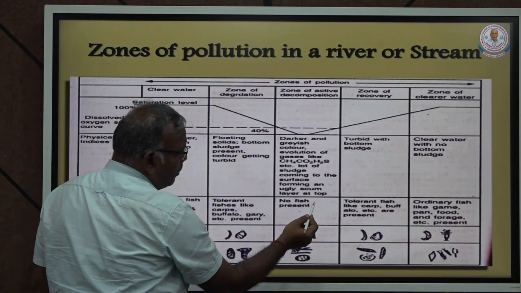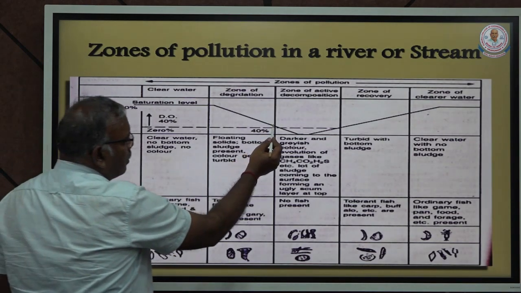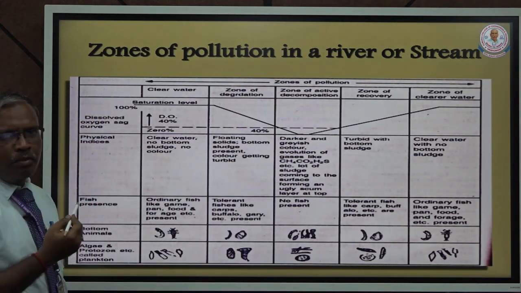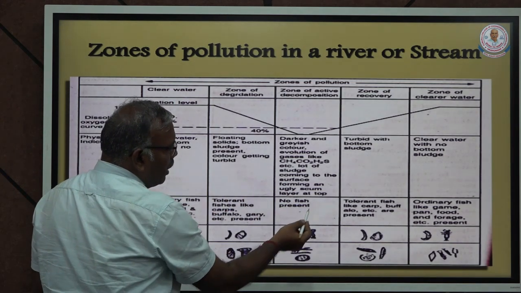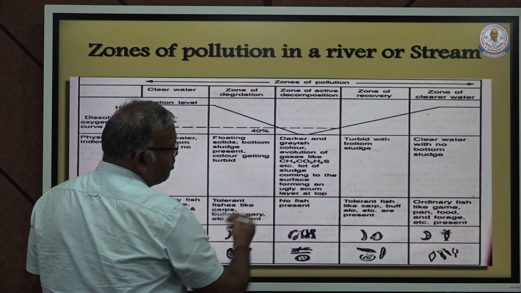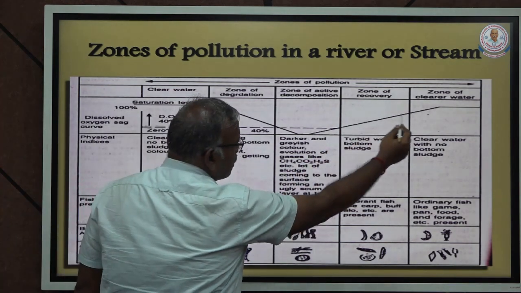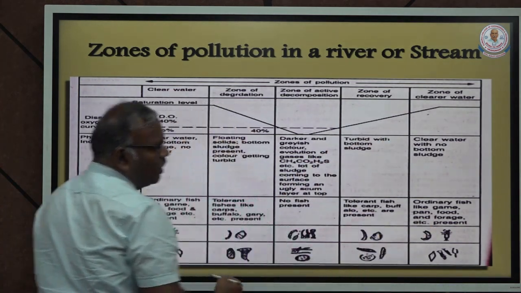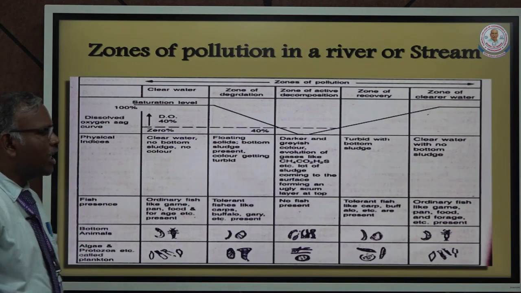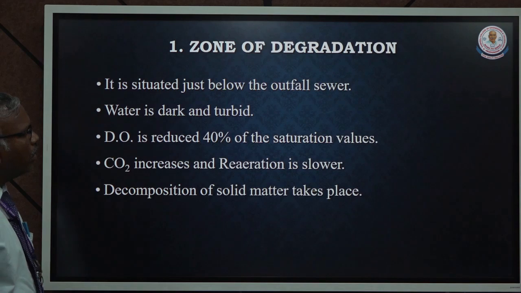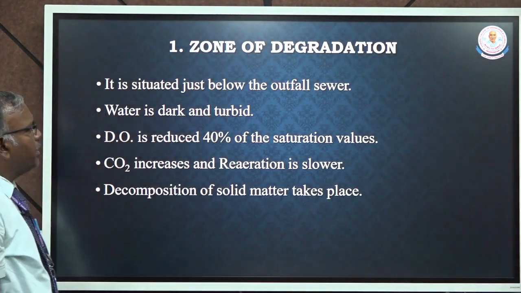For example, this is the place where the oxygen level is completely depleted. If it is less than 40%, it will not support the life of aquatic organisms. So, there will not be any fish present in this particular region. After this region, once the oxygen level is increasing, then other fish or other aquatic living beings will be able to survive in that particular region. Okay. As we mentioned now, the first zone is the zone of degradation.